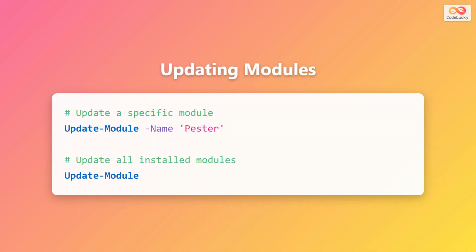Keeping your modules up to date is important for security and accessing new features. The update-module cmdlet handles this for you. To update a specific module, use update-module -Name followed by the module name in quotes, like Pester. If you want to update all installed modules at once, simply run update-module without any parameters. PowerShell will check the gallery for newer versions of all your installed modules and update them automatically. It's recommended to update your modules regularly.